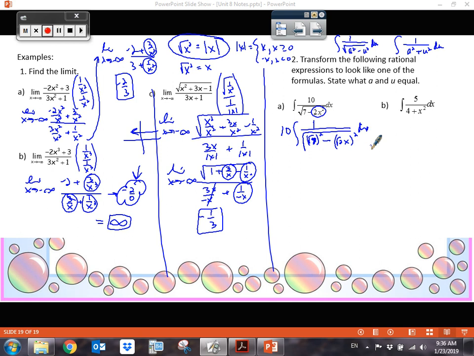So we're asked to state a and u. A is the constant, a is the square root of 7. U is the square root of 2x. Okay, that's all. That's all we're doing here. Then we're stopping. There's nothing else. We're just getting it to look like that, and then we're stopping. Okay?